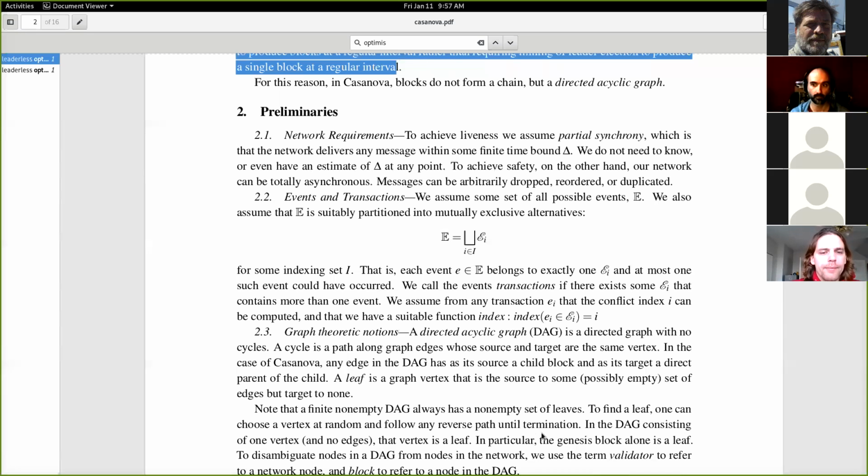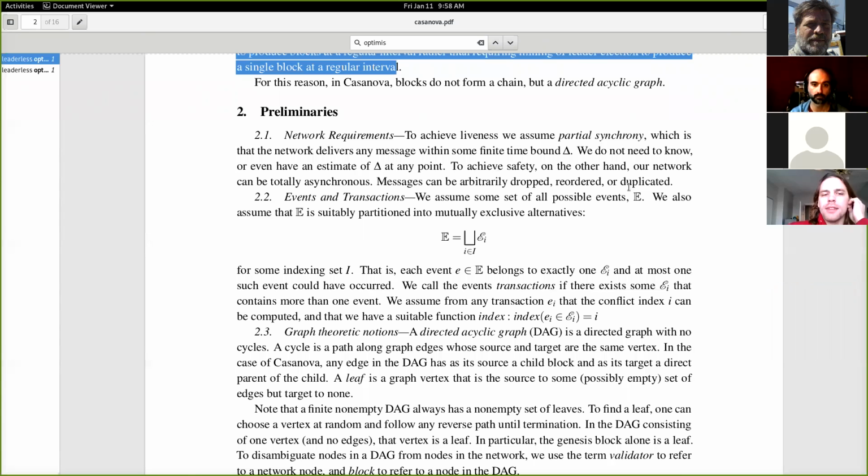All right. To achieve liveness, we assume partial synchrony. Oh, this is an interesting thing, which is that the network delivers any message within some finite time bound t. We do not need to know or even have an estimate of delta at any point. To achieve safety, on the other hand, our network can be totally asynchronous. Messages can be arbitrarily dropped, reordered, or duplicated.